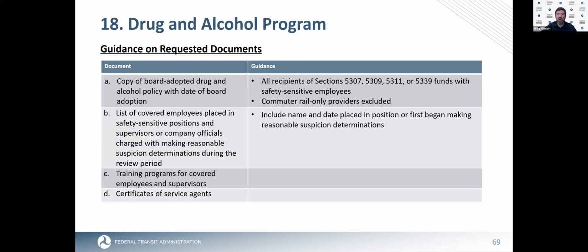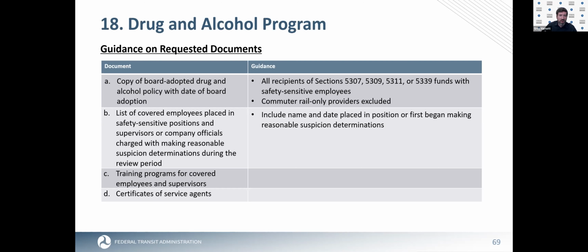And as you can see, the drug and alcohol testing program applies to all recipients of sections 5307, 5309, 5311, and 5339 funds that have safety-sensitive employees. So let's contrast that with DFWA, which we just discussed. The Drug-Free Workplace Act actually applies to any federal program, whether that employee is safety sensitive or not. But of course, the drug and alcohol testing program zeroes in on only those safety-sensitive employees.